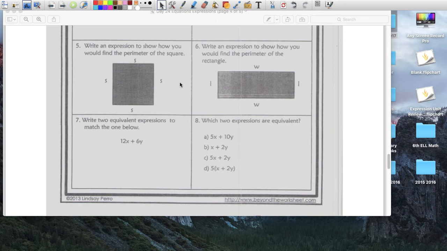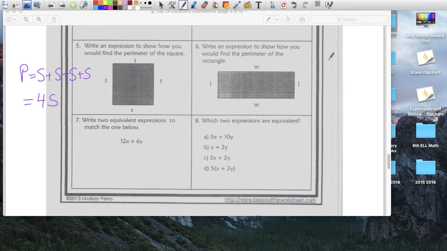Write an expression to show how you would find the perimeter of the square. The perimeter is the distance around, so you would add this side plus this side plus this side plus this side. We don't have values, we don't know how much it is, but it tells you it's S. So it would be S plus S plus S plus S, the sum of all those, or you can write that simply as 4S. That's how you would find the perimeter of that particular square.